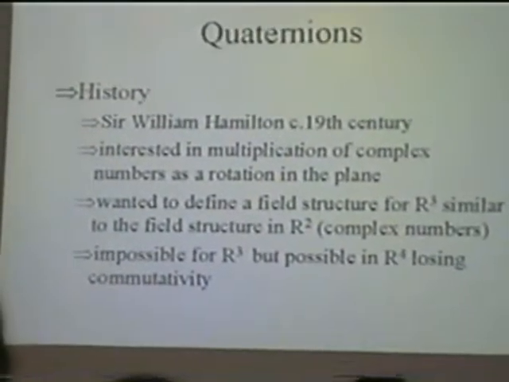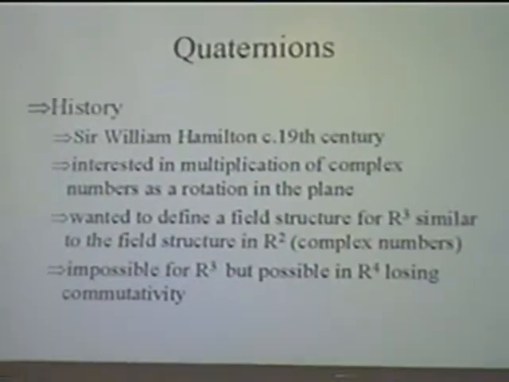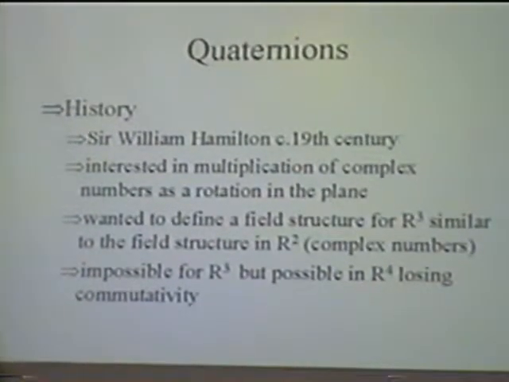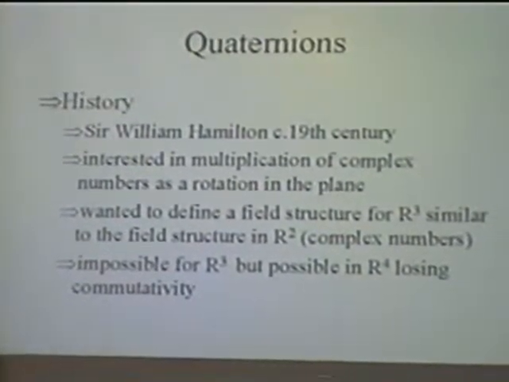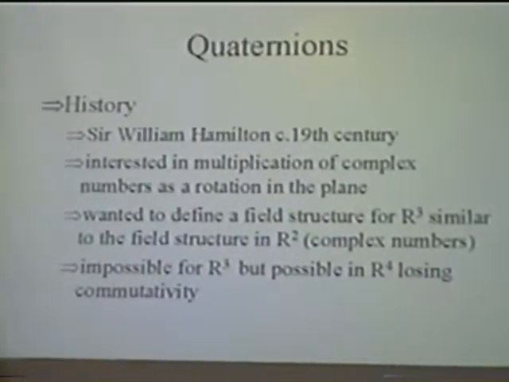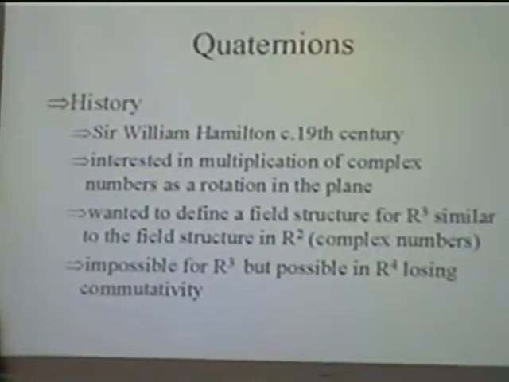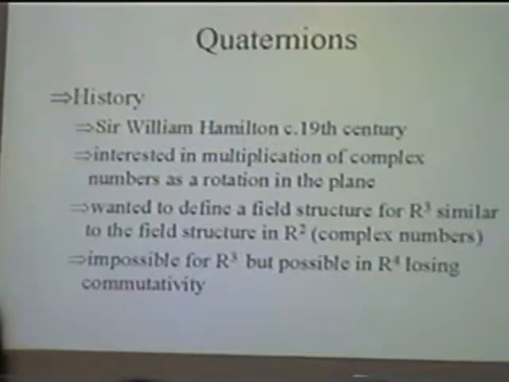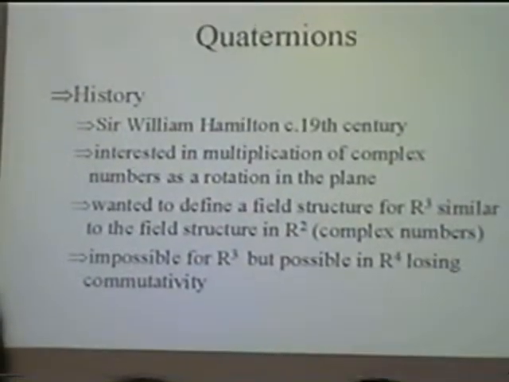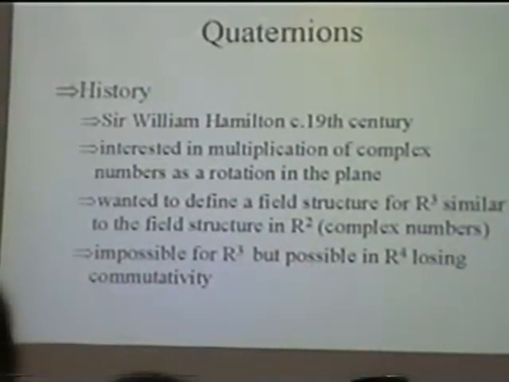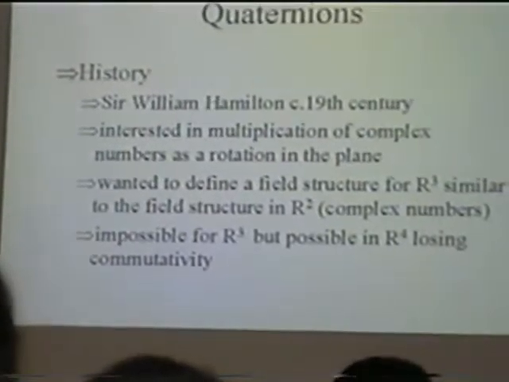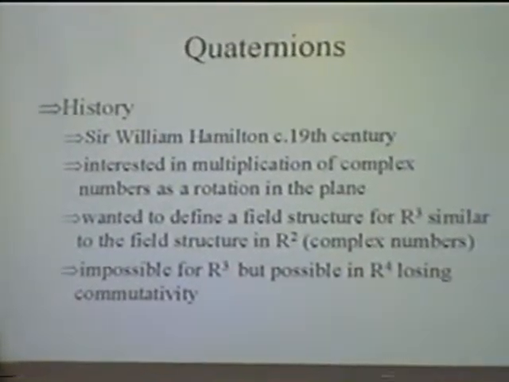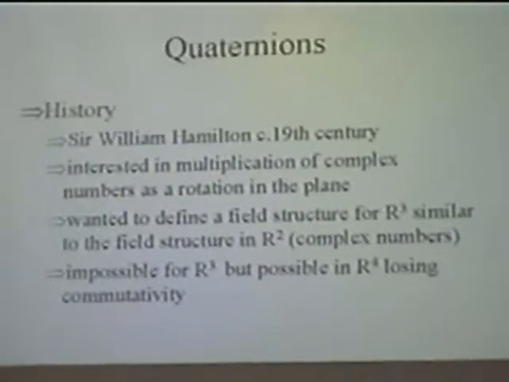And he was very fascinated by this and wanted to figure out a way to do it in R3. It's a given in the R2 case, since complex numbers are a field structure in R2. Why can't we find a field structure in R3 similar to complex numbers? And he worked for a very long time on this. And the story goes he was in Ireland, I believe Dublin, walking across a bridge with his family, and the idea came to him.